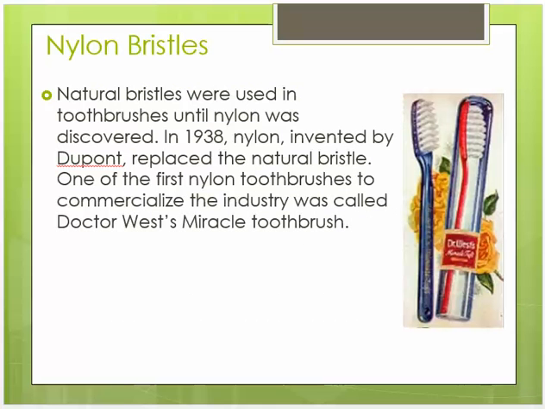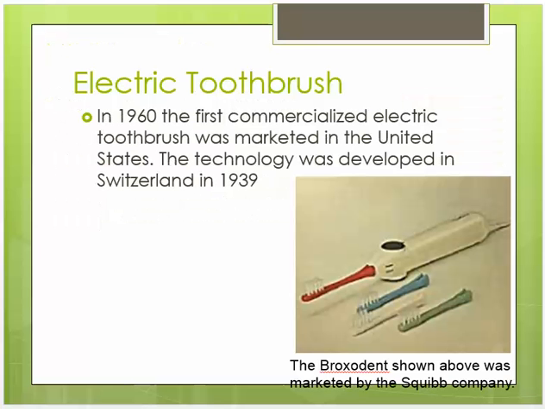Nylon bristles. All right, so now we're up to 1939. This is when the nylon bristle was introduced. It was by Dr. West's Miracle Toothbrush, invented by DuPont. The electric toothbrush. In 1960, the first commercialized electric toothbrush was marketed in the United States. This was developed in Switzerland in 1939. So here's an example of the first electric one.